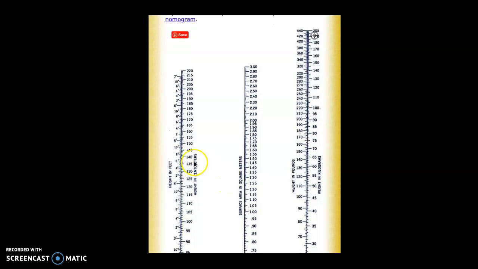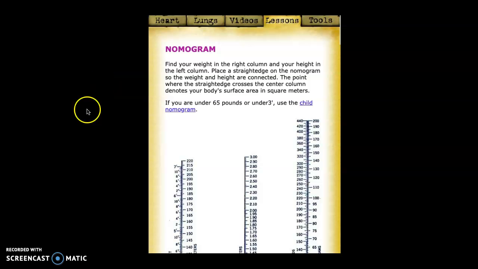And in order to do that, you have to match up the height in feet. So I'm 5'9", and that puts me right about here. And as far as weight goes, I'm about 170 pounds, and where they cross right in the middle, that is the amount of skin on your body. So I'm at about 1.9 square meters of skin if you stretched it out and laid it flat. And that's important because we're trying to figure out how much blood you have in your body. So that's the reason for that one.